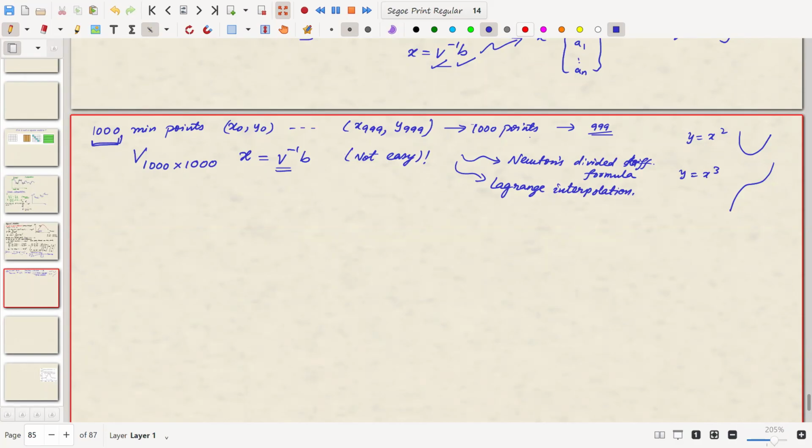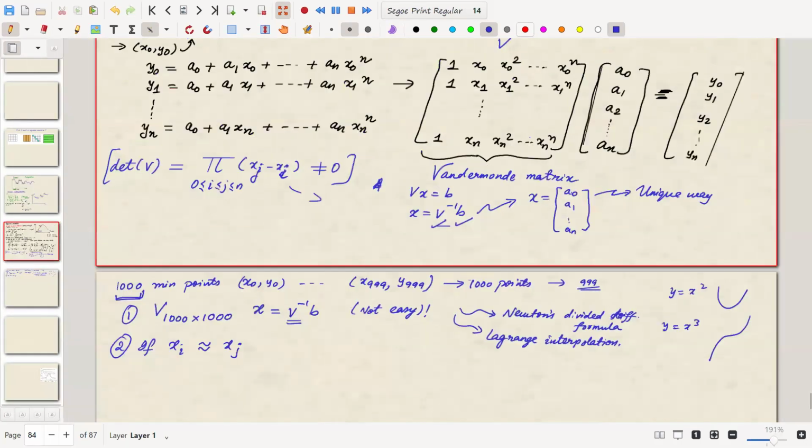Okay. Now I will tell you one more disadvantage. Now this is the size. If xi is approximately equal to xj, what does it mean? That means that your set of data points are close to each other. This set of data points I meant.